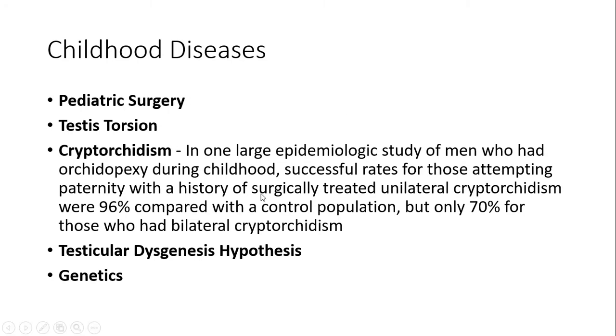So here we have the data. In case of unilateral cryptorchidism, 96% compared with the control population is normal. So they don't have male infertility. But only 70% of persons with bilateral cryptorchidism have normal fertile function.